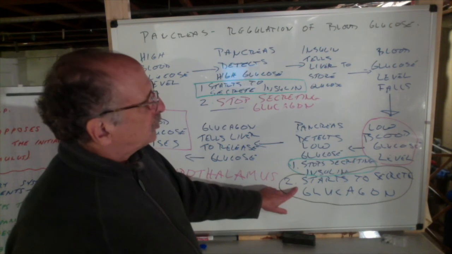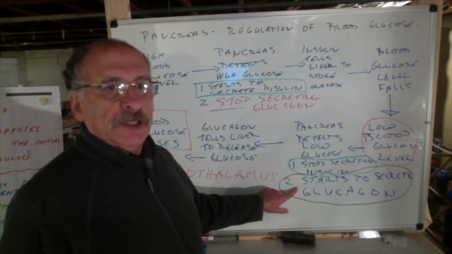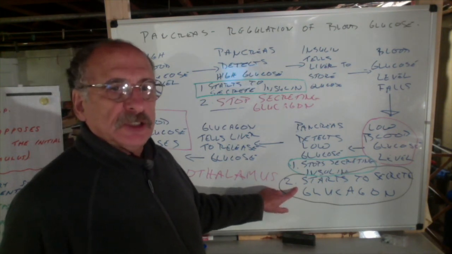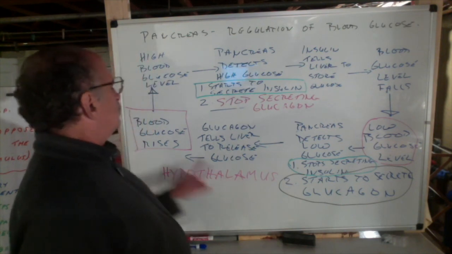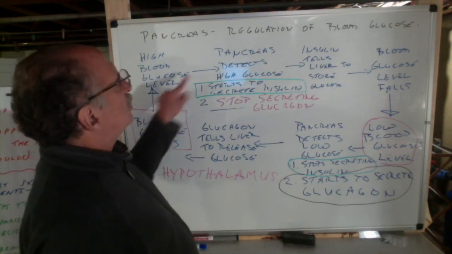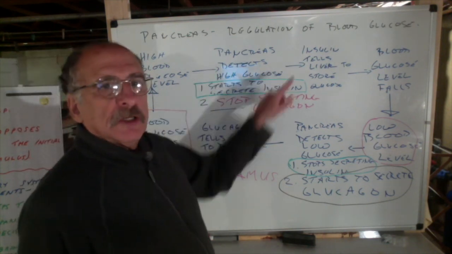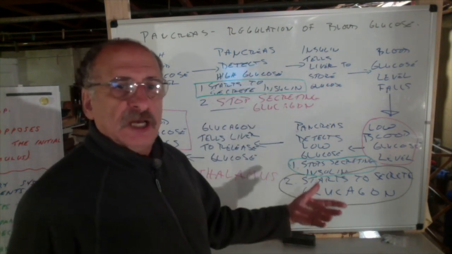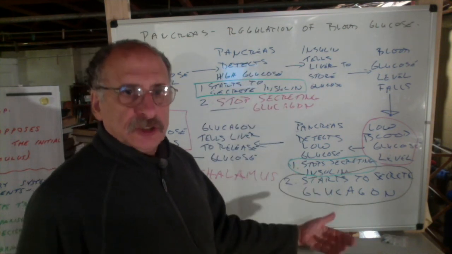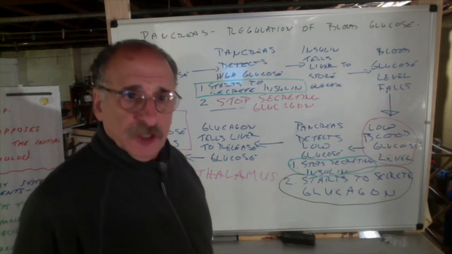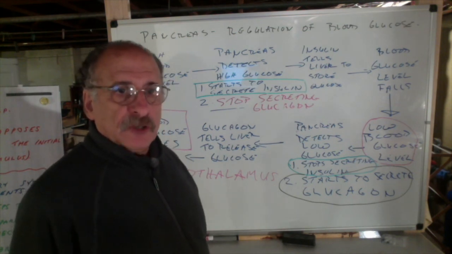So if I say that starting to secrete glucagon is the initial condition, what is the first response, in the same terms as insulin, as glucagon secretion? Pause the video. Come up with the answer on your own.